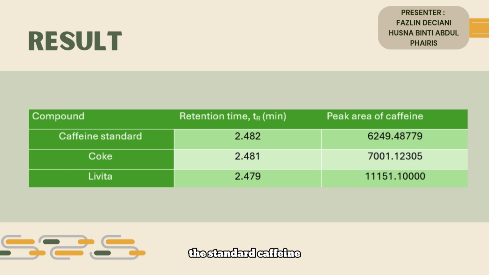The standard caffeine sample had a retention time of 2.482 minutes with a peak area of 6,249.49. The Coke showed a retention time of 2.481 minutes with a peak area of 7,001.12, and Levita showed a retention time of 2.479 minutes with the highest peak area at 11,151. And note that the retention times are very similar across all samples, confirming that we are indeed measuring caffeine.